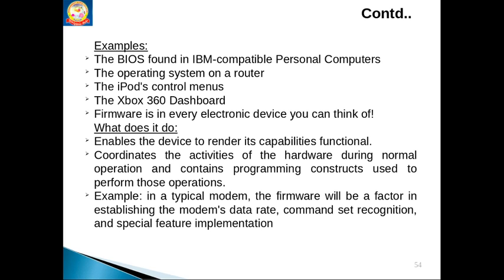Examples: iPods, control menus, the operating system on a router. We can find firmware in every electronic device you can think of. What does this firmware do? This enables the device to render its capabilities functional. Means it coordinates the activities of the hardware, and it contains some programming constructs which are used to perform the operations.